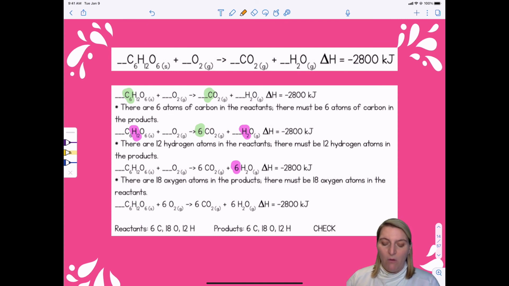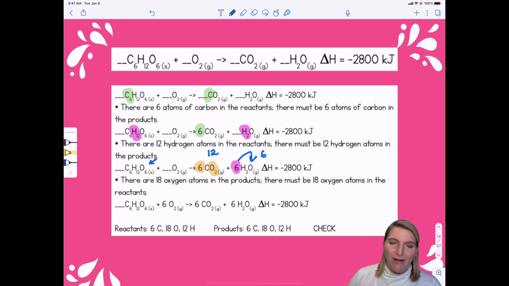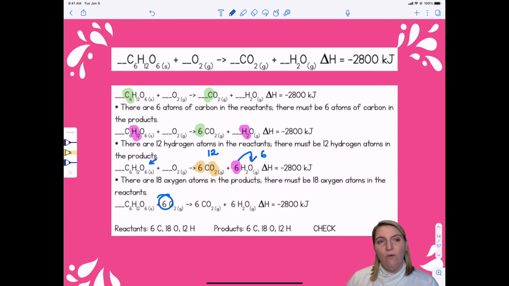Now I can really think about, what about the oxygen? If I look at the right-hand side, I can see that there are 6 times 2, or 12 oxygen from here, and another 6 oxygen from the water. So there's a total of 18 oxygen on the right. I need to make sure that there's 18 oxygen on the left. Well, I'm not going to really fiddle around with the oxygen from the glucose itself, but if I add a 6 coefficient to the oxygen gas, now there's 18 oxygen on the left and 18 oxygen on the right.